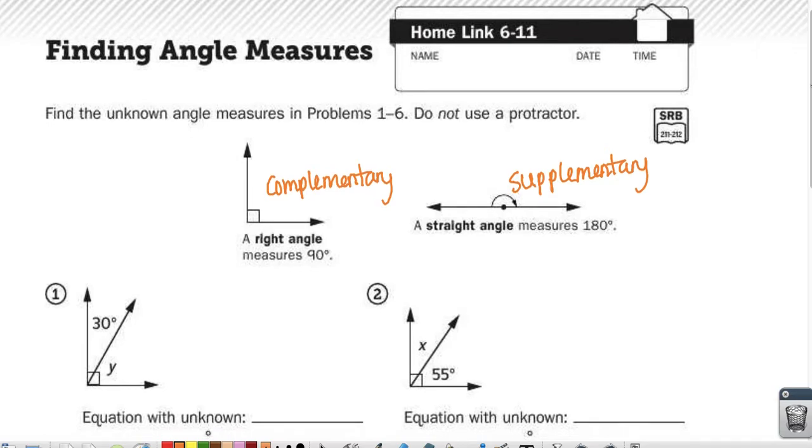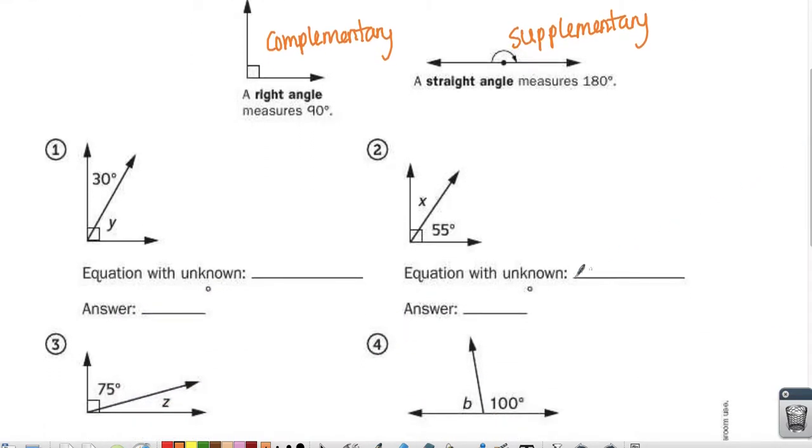Okay, so let's see. Number 1, looks like I have complementary angles here because they add up to 90 degrees. So one of my angles measures 30 degrees. One is labeled with a Y. So I'm going to take the whole angle, 90 degrees, subtract the part I know, 30 degrees, to get the part that I don't know. Or remember, you could always do 30 degrees plus Y is equal to 90 degrees. But I think the subtraction is always a little bit easier. So 90 minus 30, my answer is 60 degrees.